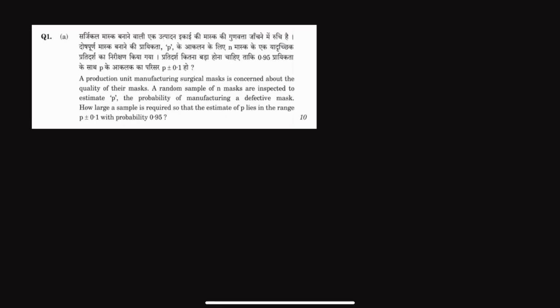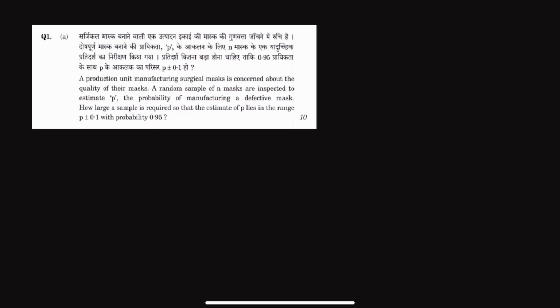In this video, I'll be solving the first part of the first question of UPSC Civil Services Mains 2021 Statistics Paper 1. A production unit manufacturing surgical masks is concerned about the quality of their masks. A random sample of n masks are inspected to estimate P, where P is the probability of manufacturing a defective mask. How large a sample is required so that the estimate of P lies in the range P plus or minus 0.1 with probability 0.95?